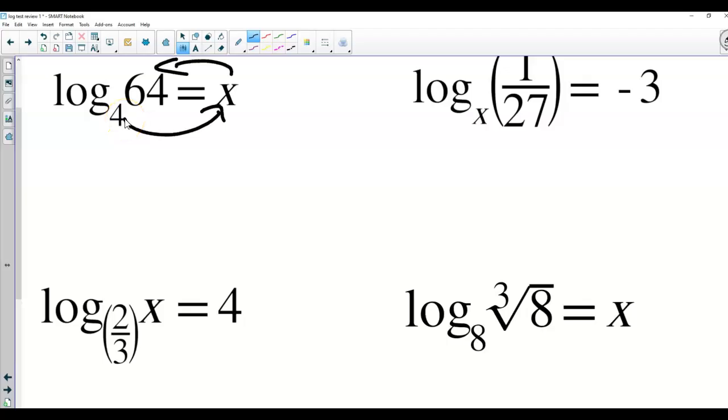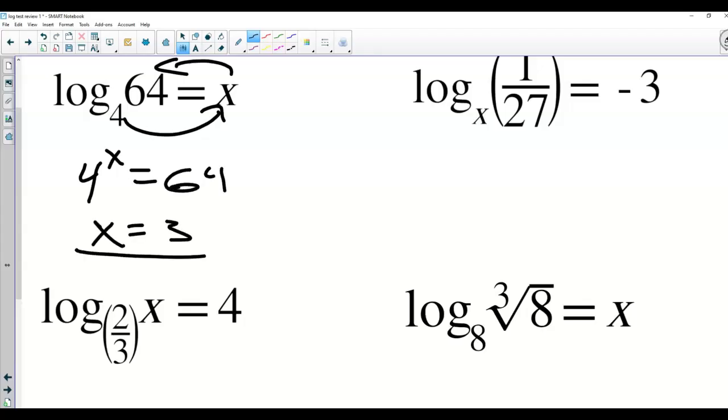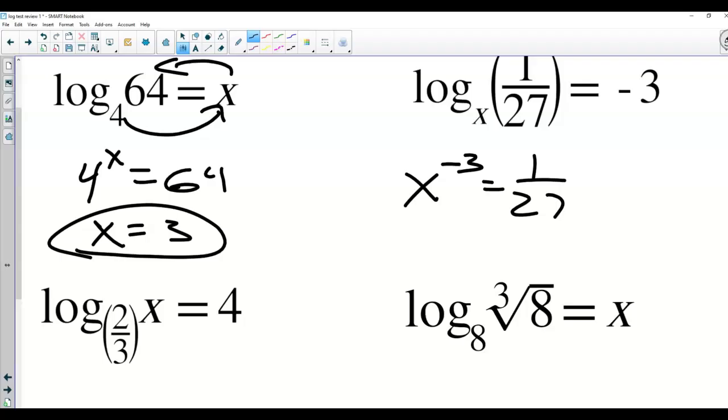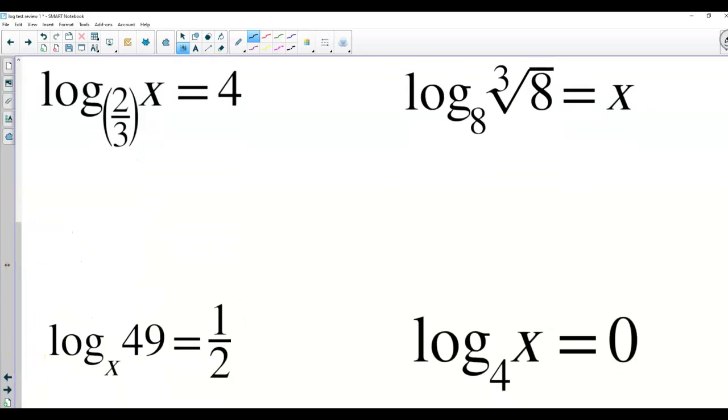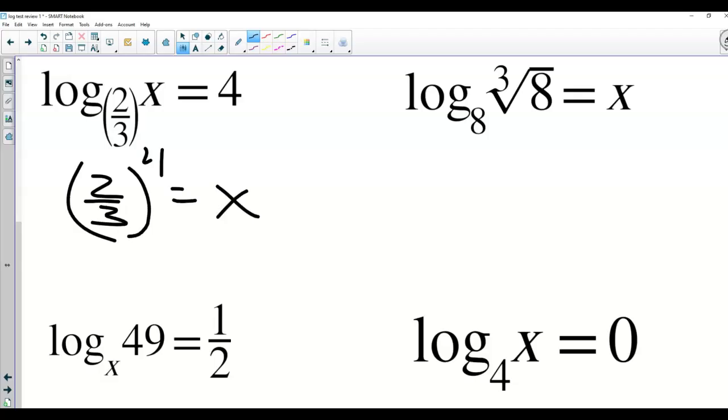We're just following the log rules, ladies and gentlemen. 4 to the x equals 64. I need to know that 4 cubed is 64. x to the negative 3 equals 1 over 27. What can I raise to negative 3 to get 1 over 27? 3. That's it. 2/3 to the 4th power equals x. 2 to the 4th is 16. 3 to the 4th is 81.